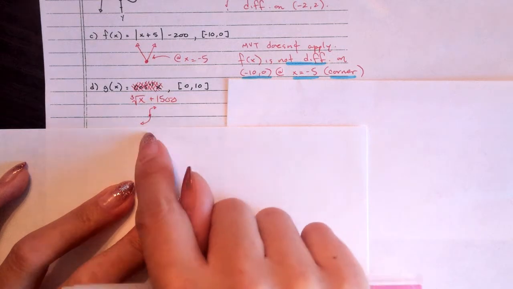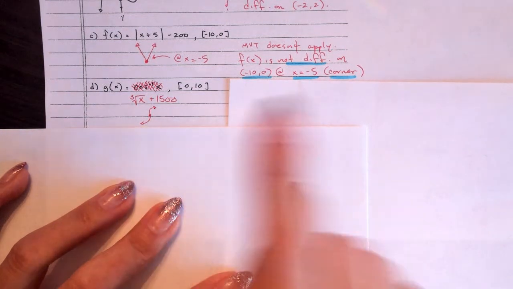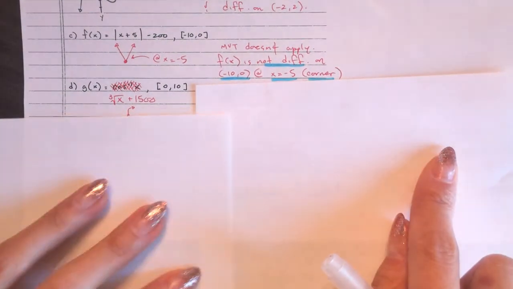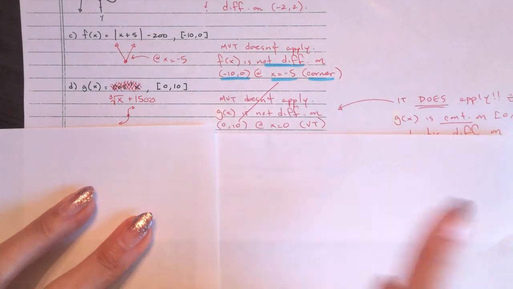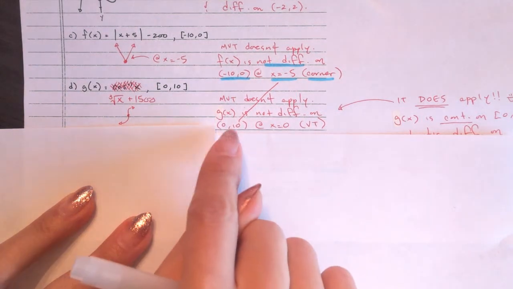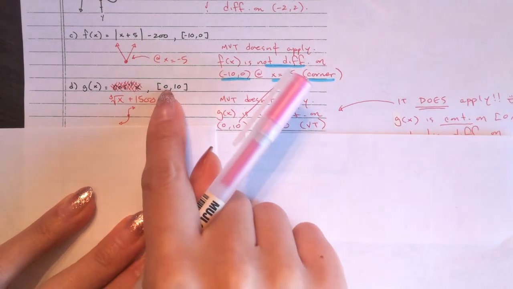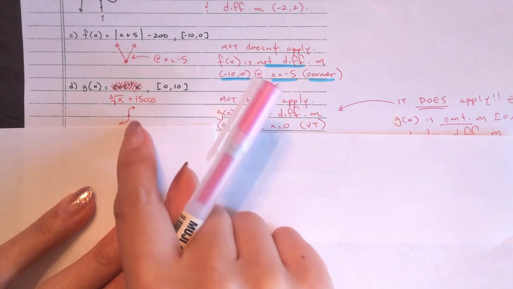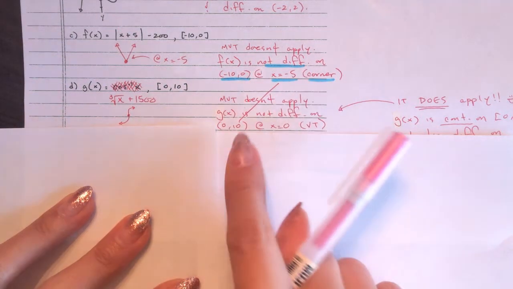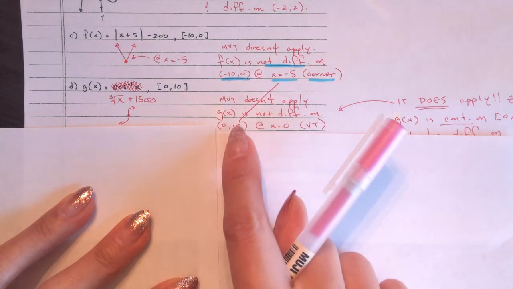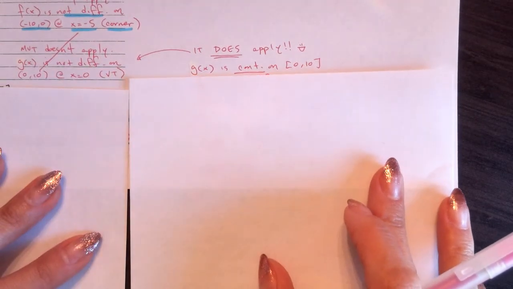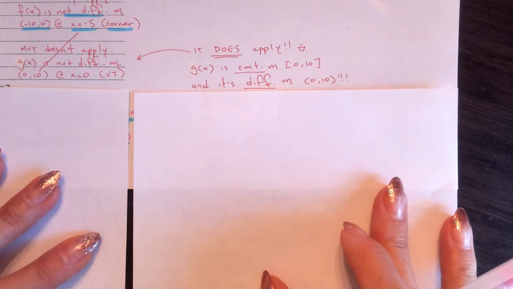Is it continuous? Yes. Is it differentiable? Well, it's not differentiable at 0. Do we care about that? My initial answer was, yeah, we care about it. But then I realized it is differentiable on the open interval. It's not differentiable at 0 because there's a vertical tangent, but it's differentiable after the 0, and that's what we care about for differentiability. So yes, it does apply. It's continuous on the closed, differentiable on the open.